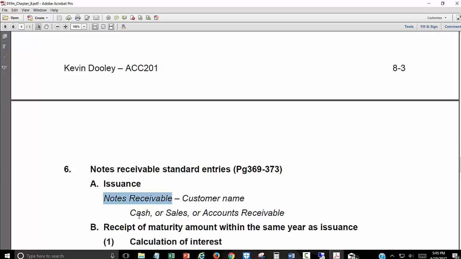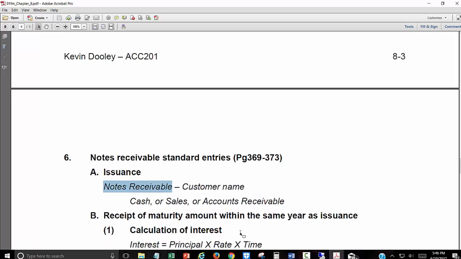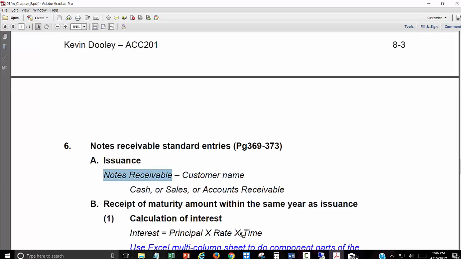Or a customer may say they're not going to be able to pay us soon. Can they sign a note to give us a little bit more assurance that they'll be paying us sometime in the future, just not now? And then we'll swap an account receivable for the note receivable. If we collect a note receivable within the same year where we've issued the note receivable, it's very easy to calculate the interest.